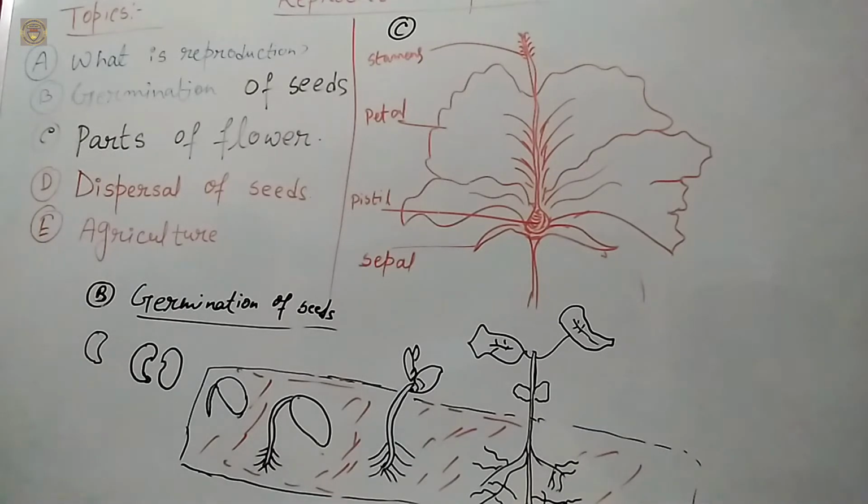Plants reproduce in a number of ways. First, plants reproduce by seed. That means most plants grow from seeds. The seeds grow into seedlings and seedlings grow into new plants. So most plants reproduce by their seeds.